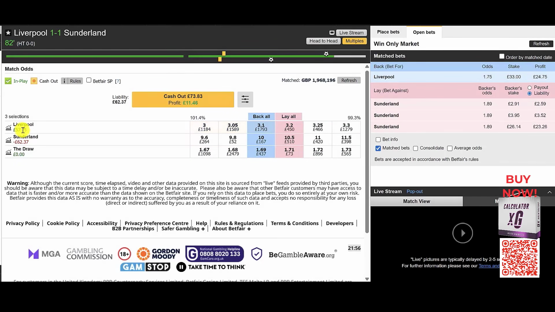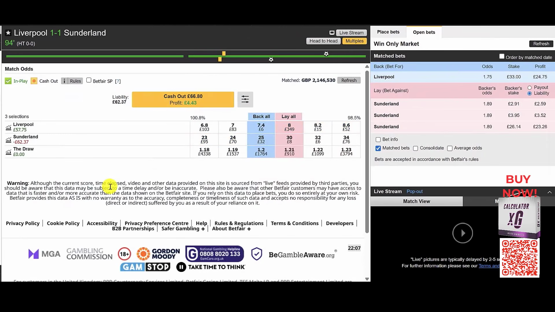We've got 0 on the draw. We do have £57 on Liverpool, and then we could take a hit to our profits if Sunderland nick it. Anyway, let's see. There's 8 minutes left, plus the time added on. It's Liverpool 1, Sunderland 1. We're following the data. Let's see what happens.